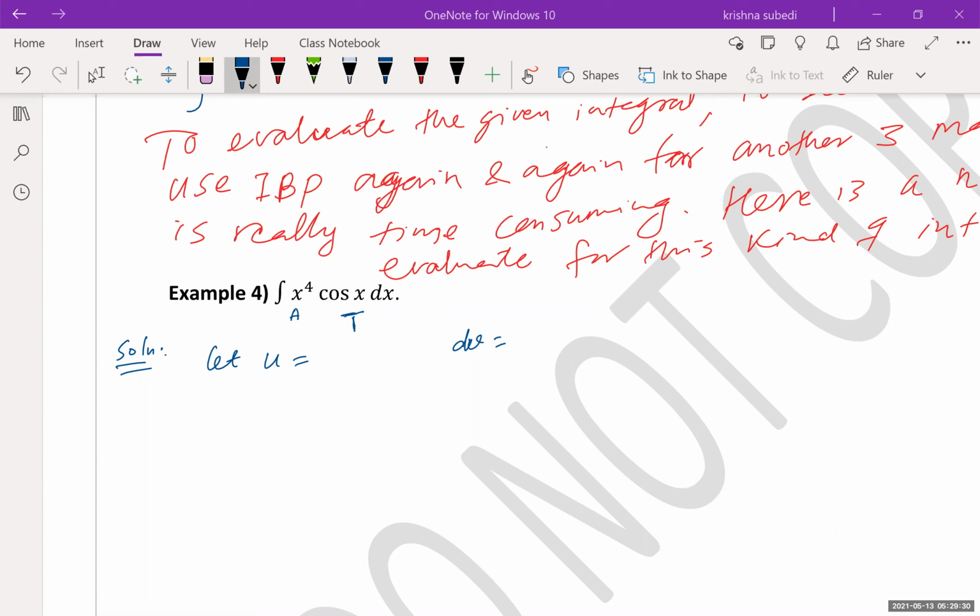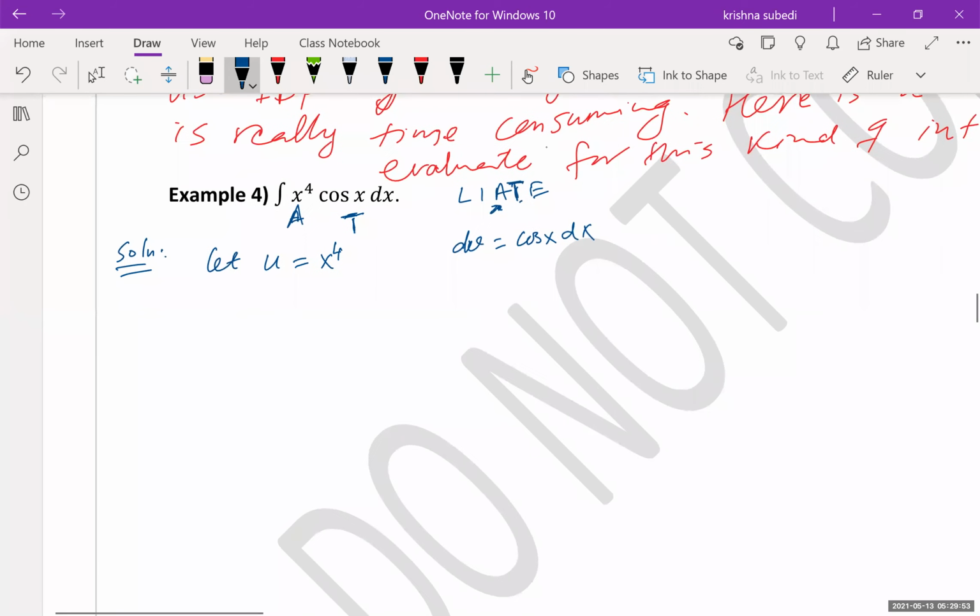Okay, excellent, guys. You already got the idea, because once you know that this is your algebraic function and this is your trigonometric function, you know the rule LIATE. So in this, the algebraic function comes first, then the trigonometric function. Therefore, your u will be x to the power 4, and dv is cos x dx. And if you use the first method that we did earlier, you're going to apply IBP 4 times, which is really time consuming. So we're going to use the tabular method, okay?